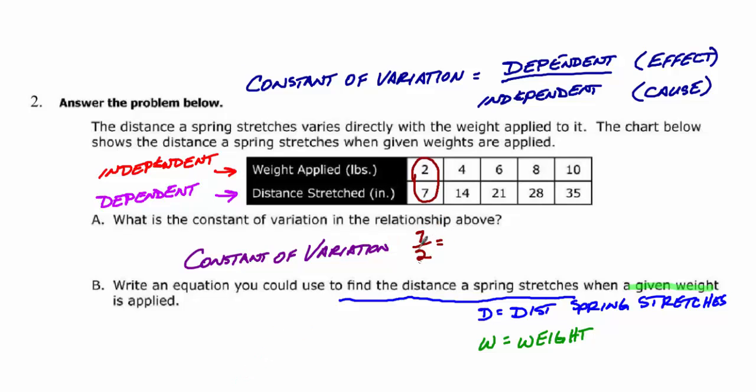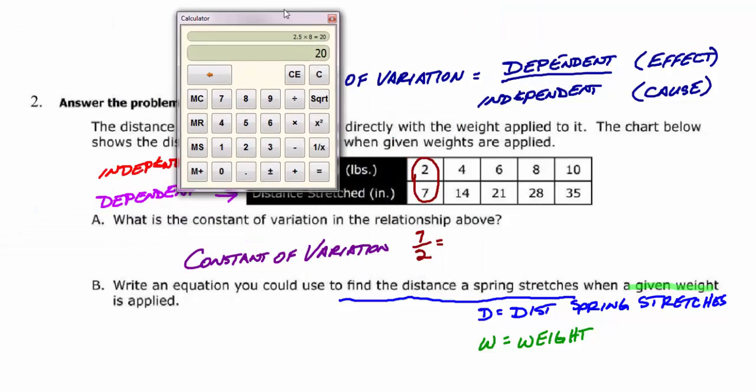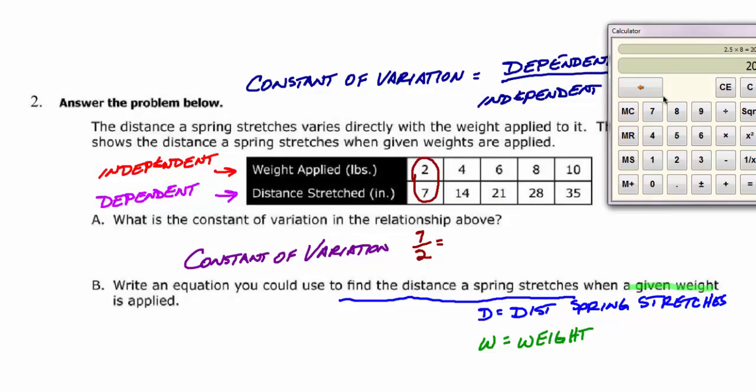So in this case, let's just go through and look at a couple of these. 7/2, that's our constant of variation. Let me grab my calculator out and I'll stick it right there, I guess, temporarily. There's not a lot of room here. 7 divided by 2 gives me 3.5. Let's see if that's true for another one. And if we did it right, it should be true for all of them. 28 divided by 8.